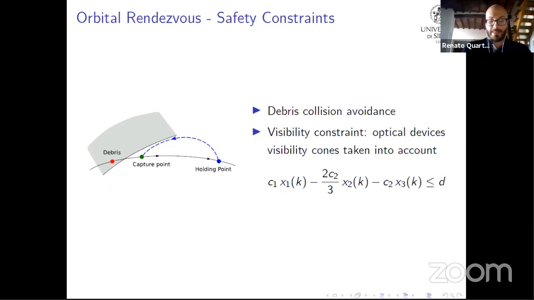The second important requirement is to carry the mission in a safe manner, in the sense that collision with the debris must be avoided, and also to make the target fall in the visibility cone of the optical sensor of the satellite. This constraint is modeled by a hyperplane that you can see in the slide. This hyperplane in the state space describes the forbidden region for the satellite. So setting the constants C1, C2, and D, you can regulate this hyperplane in order to meet optical sensor requirements and safety requirements.